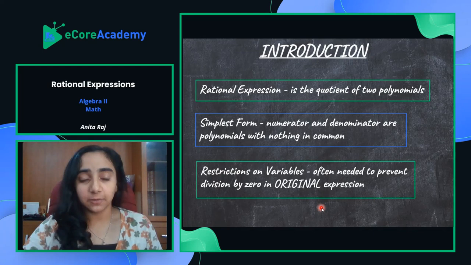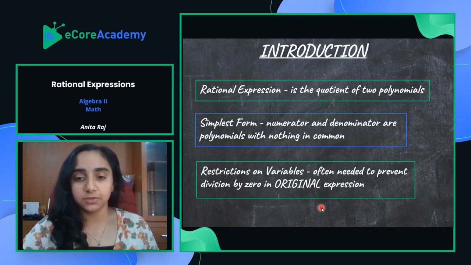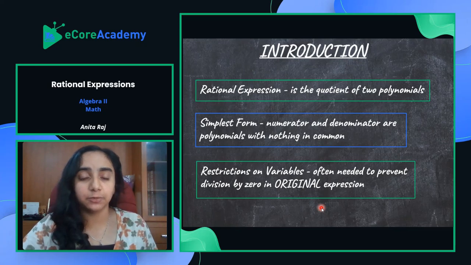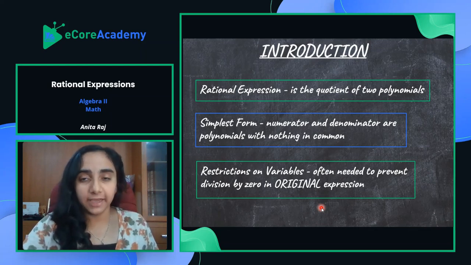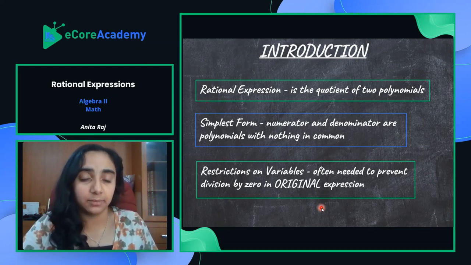While we're doing these operations, I want you to keep in mind some restrictions on the variables. So you often need to prevent division by zero in the original expression. What exactly does this mean? Well, if we have the original expression, which is just a polynomial in regular form with terms separated by plus or minus signs, from highest degree to lowest degree, and then we go to factor the two polynomials in the rational expression to simplify it. When we look at our factors, we have to consider any factor that's common in the numerator and denominator, because remember, these are variables. X can be equal to anything.